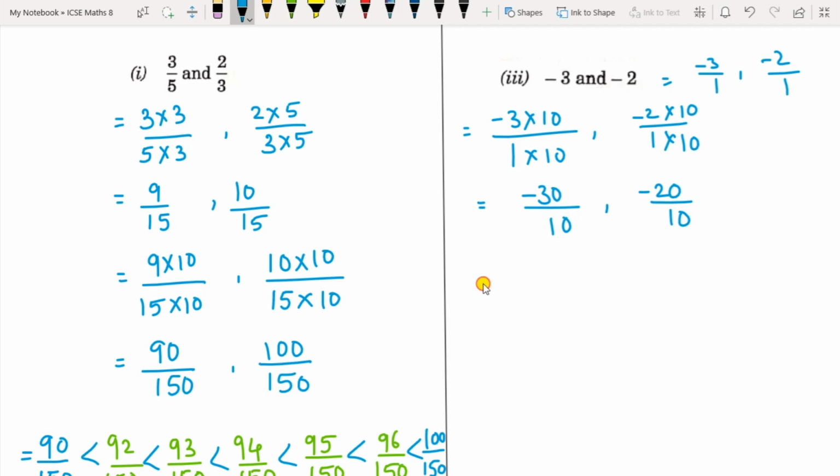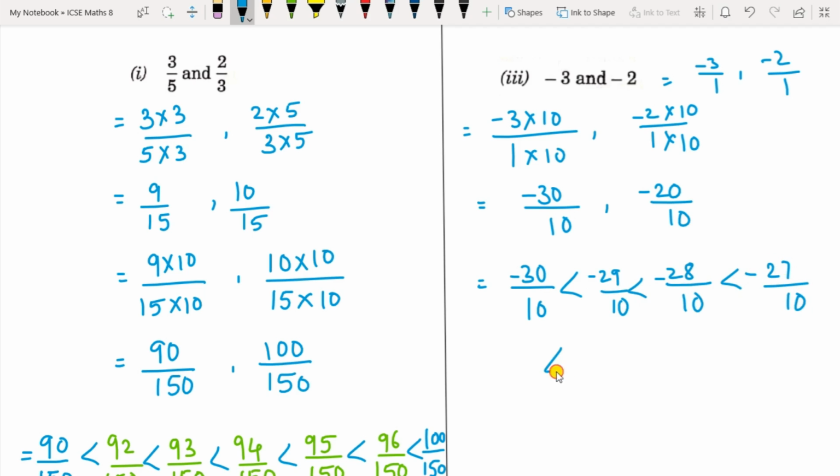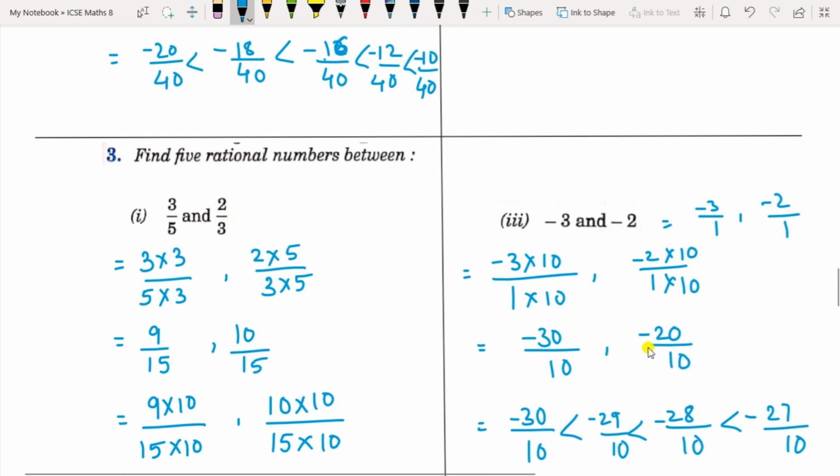So you can write it as minus 30 upon 10. You have to write 5 here. So minus 29 upon 10, minus 28 upon 10, minus 27 upon 10, minus 26 upon 10 and minus 25 upon 10, and the last one is the question, minus 20 upon 10. So these middle 5 terms, 5 rational numbers, are the rational numbers between minus 3 and minus 2.